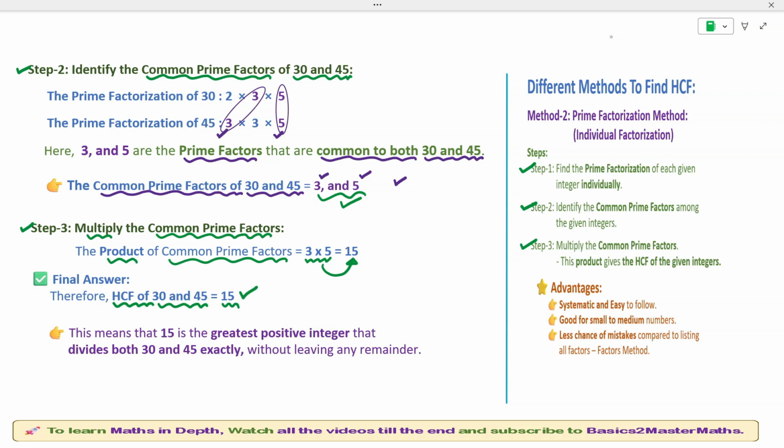This means that 15 is the greatest positive integer that divides both 30 and 45 exactly without leaving any remainder. Got it?